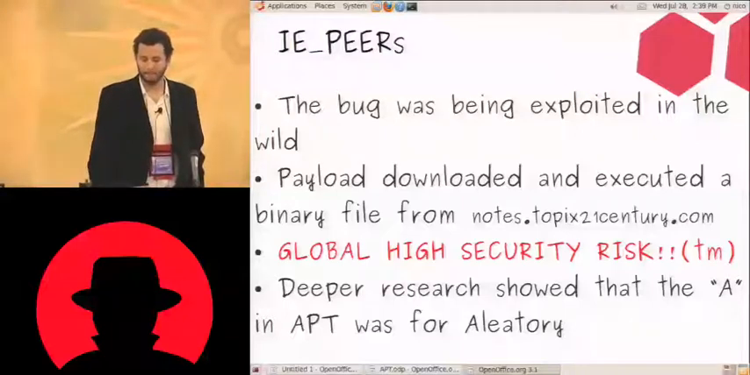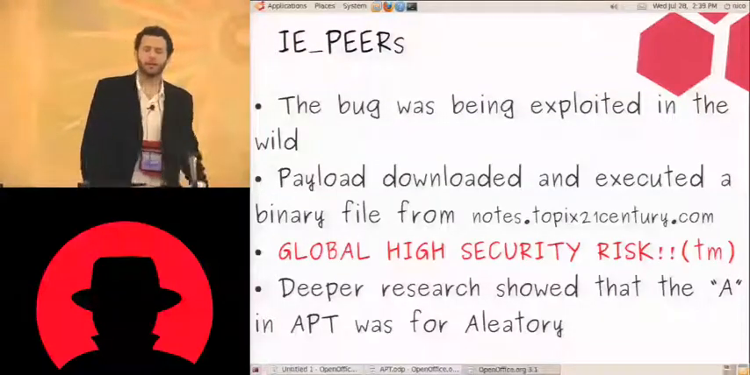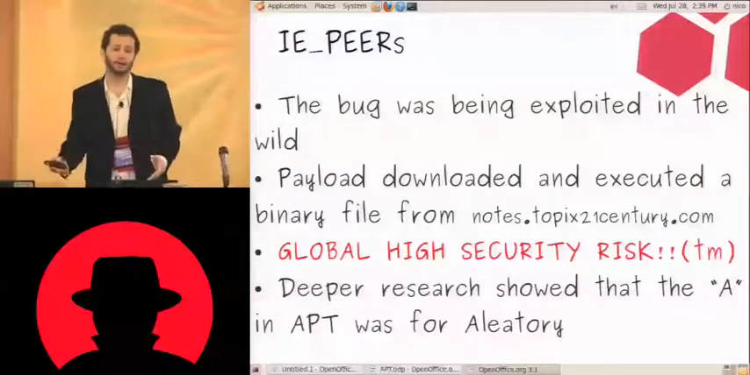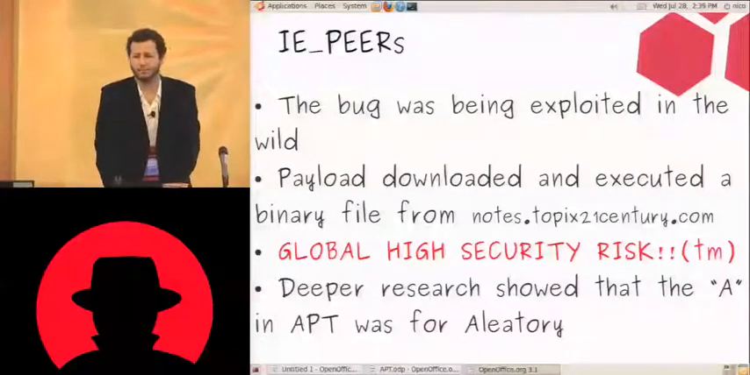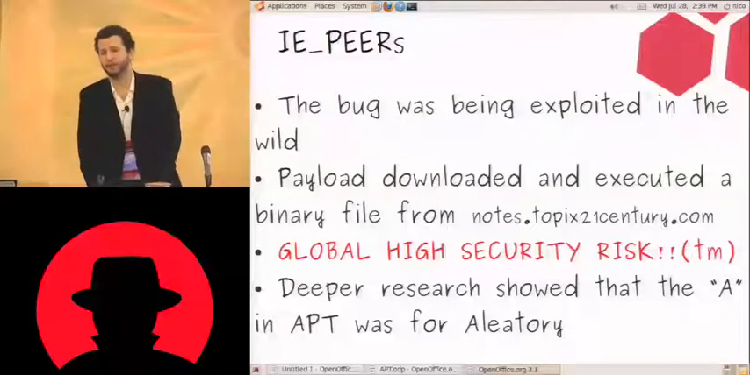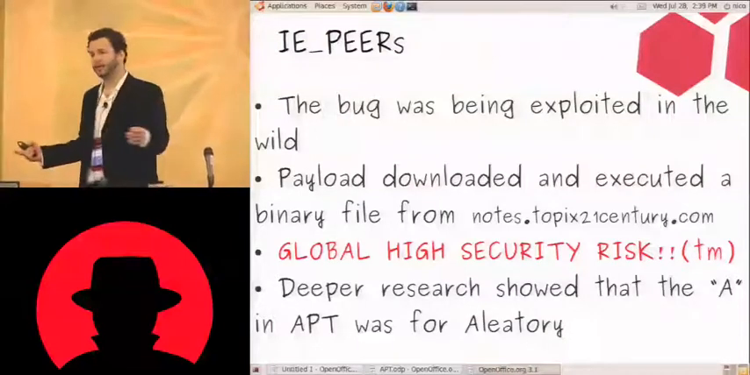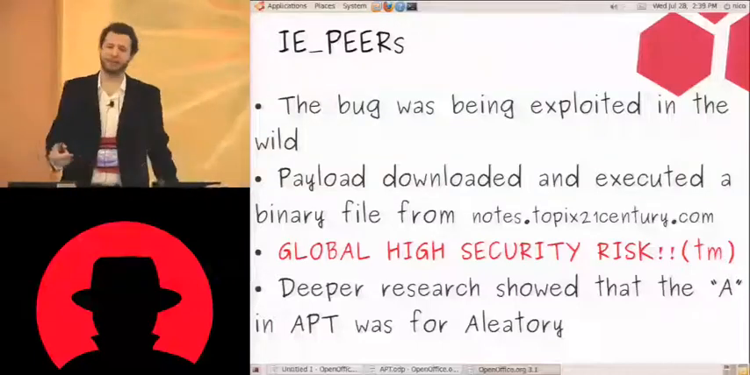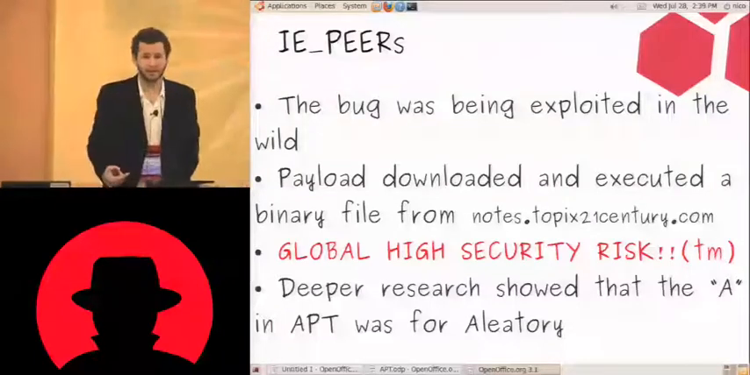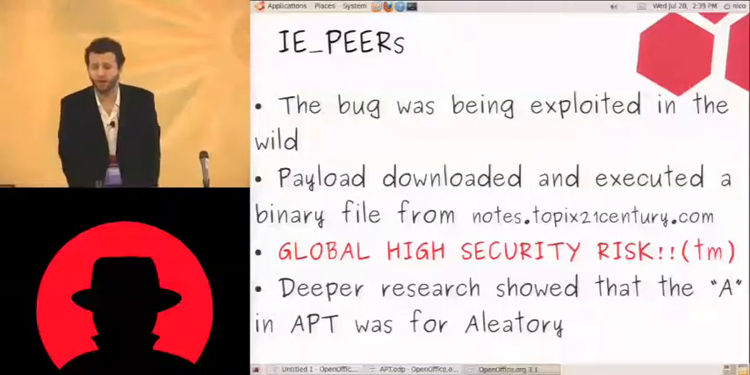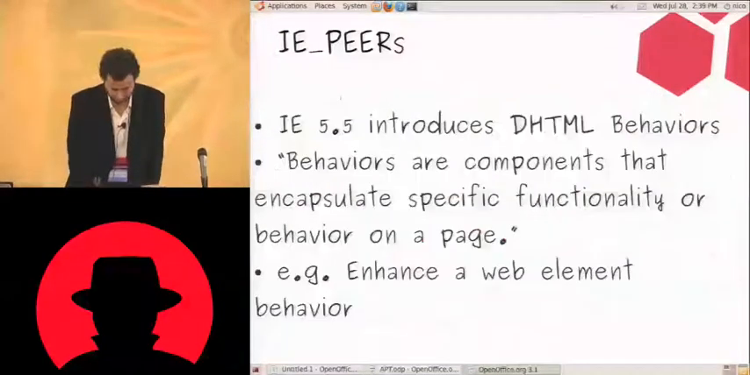And the interesting part was that when we, as that's what we do for a living, started writing the exploit for this bug, we found out that the actual bug being exploited in the wild was very, very bad. And that was actually what makes the A of the APT be aleatory instead of advanced, because we figured out that it was exploited in a way that didn't make sense at all.